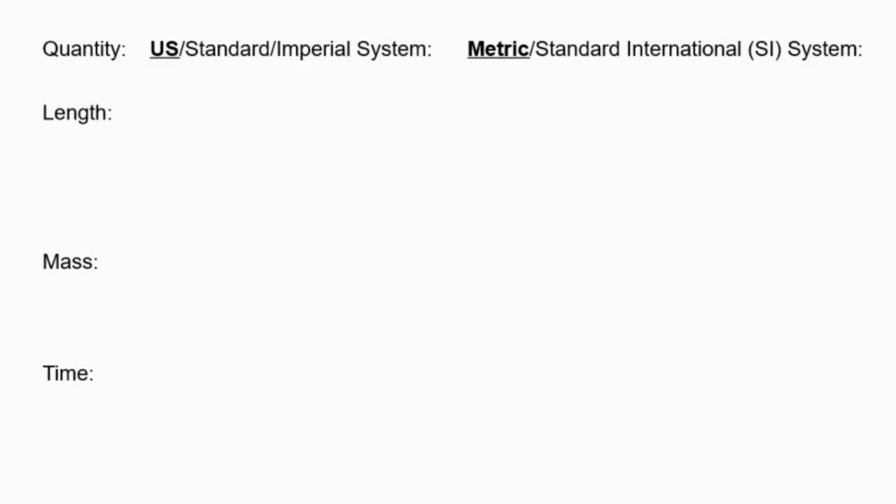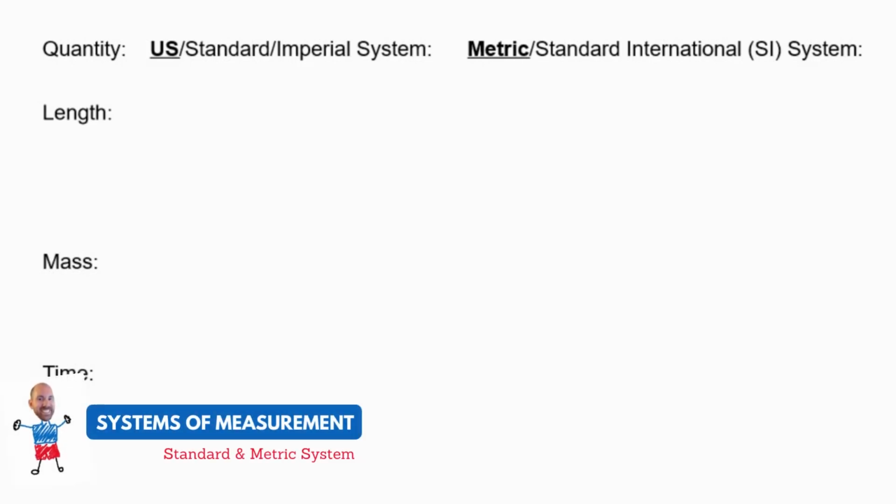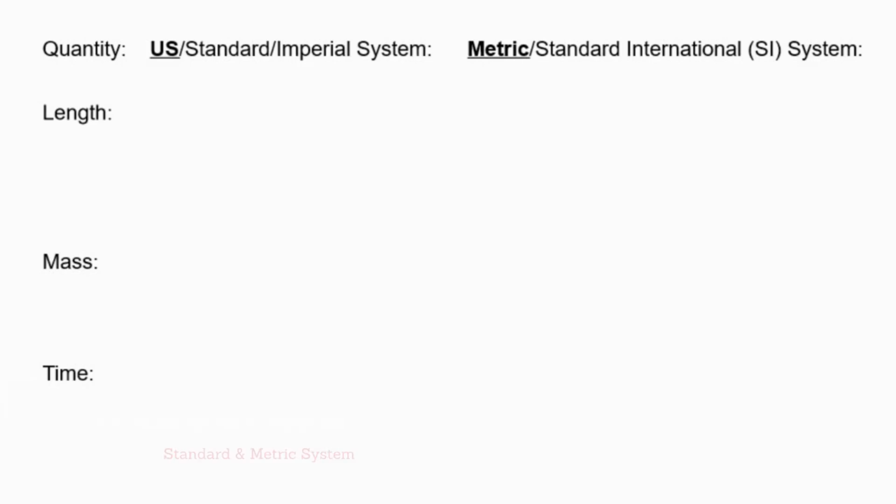So the two systems of measurement that we're going to be working with here are the US and the metric system. The quantities that we're actually going to be working with are length, mass, and time. So in the United States, what is the smallest unit of length that you are used to working with? You might be saying to yourself, inches, or the inch. And the abbreviation for inches is IN.